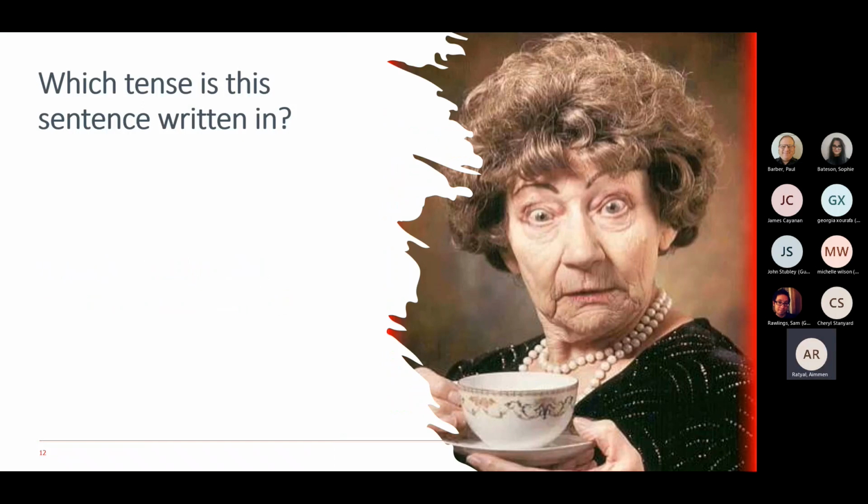So which tense is this sentence written in? Again, use the chat function or come off mute. On Sunday, I get up at 10:30 a.m. and make myself a cup of tea in one of my favourite tea sets. Is it past, present or current?